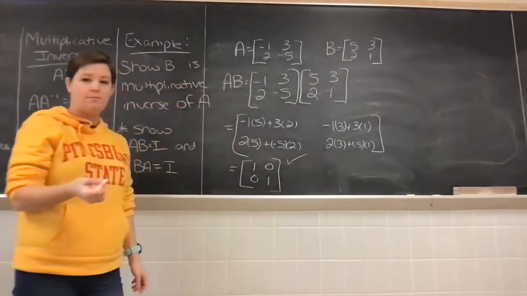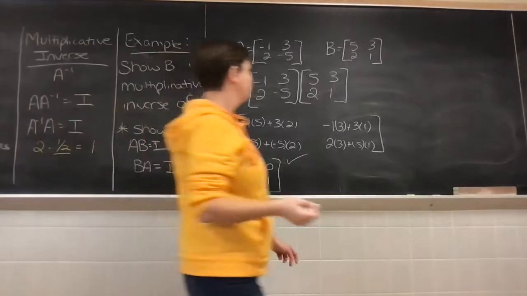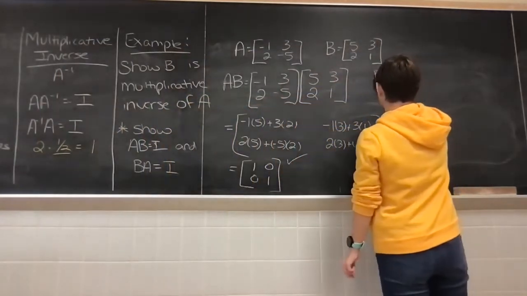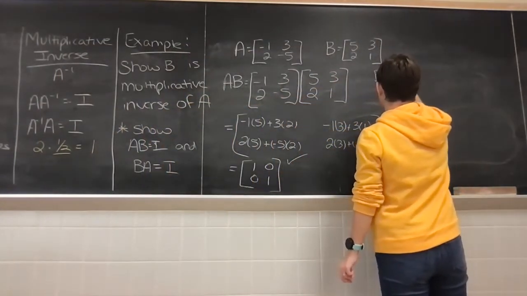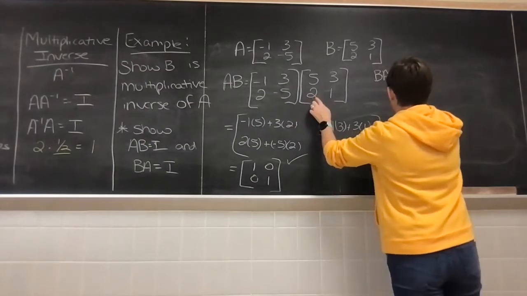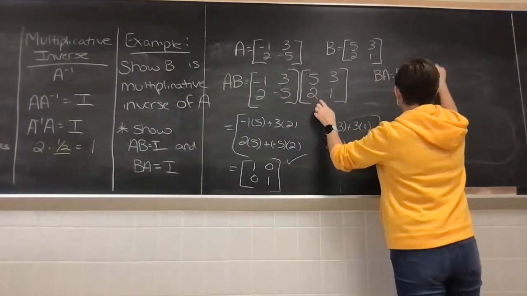We did A times B. Now we have to do B times A. 5, 2, 3, 1.